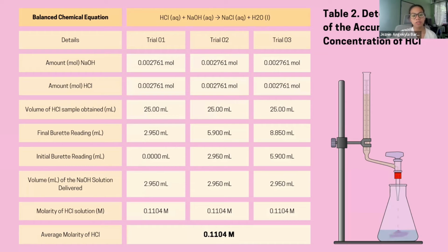To calculate the moles of NaOH, the average molarity of NaOH from the previous titration was multiplied by the volume of NaOH solution delivered in liters. After doing so, the molarity of HCl was calculated by dividing the moles of HCl, which is equal to that of NaOH, by the volume in liters of HCl added. The calculations for each trial are uniform as equal parts of HCl, phenolphthalein, and NaOH were utilized.